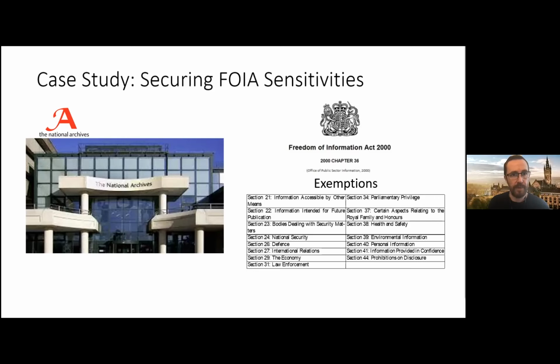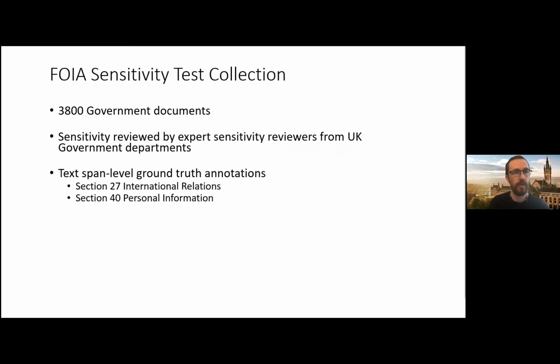So when we teamed up with the National Archives, the first thing we had to do was develop a test collection so that we could actually work on this problem and learn what these sensitivities are actually like. So we got a test collection of 3,800 government documents, and we got expert sensitivity reviewers to sensitivity review these documents and provide sentence level or passage level annotations to highlight the exact sensitivities and the text that's sensitive within each of the documents.